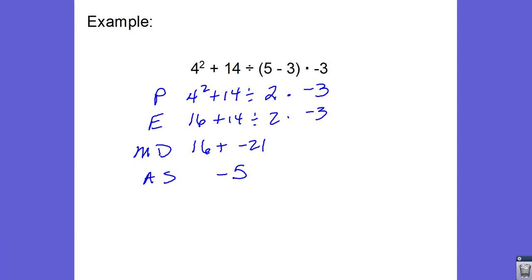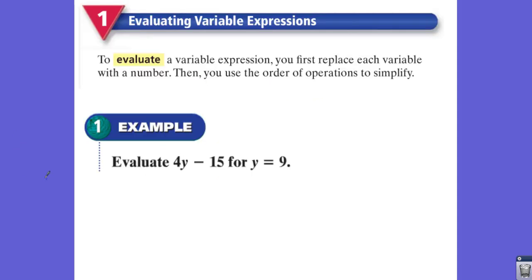We've been talking about expressions. Yesterday we talked about numerical versus variable expressions. The ones that we're going to deal with today are all variable expressions. Take, for example, 4y minus 15. What we want to do is evaluate that. It says up here, to evaluate a variable expression, you first replace each variable with a number, the number that they specify. Then you use the order of operations to simplify.